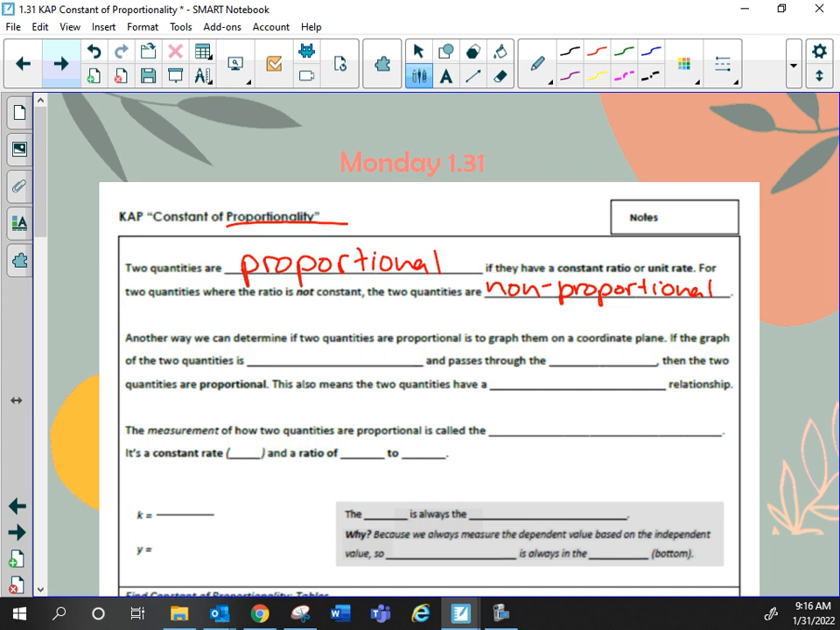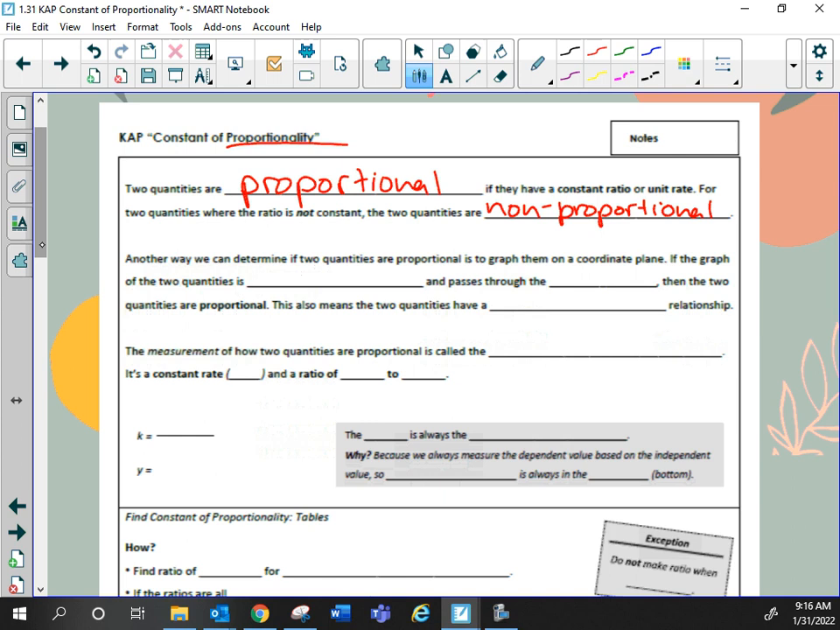Okay? Now, there's quicker ways to tell when we're looking at graphs and tables and stuff like that. Another way we can determine if two quantities are proportional is to graph them on the coordinate plane. It says that if the graph of the two quantities is linear, meaning what? What does it mean if it's linear? It's a straight line and it passes through, take a guess, the origin. If it's linear and passes through the origin, then the two quantities are proportional.